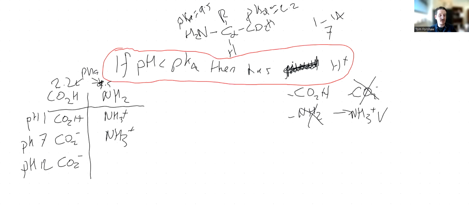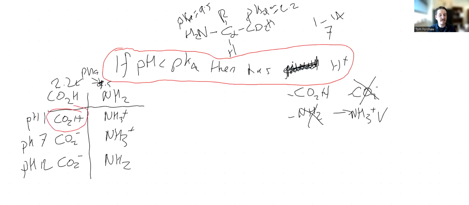And is 12 less than 9.5? Actually, no. This time 12 is greater than 9.5. So it will not gain H plus. So it'll be NH2. So the main thing is that at a low pH, the carboxylic acid group will not be ionized because the pH is less than pKa.